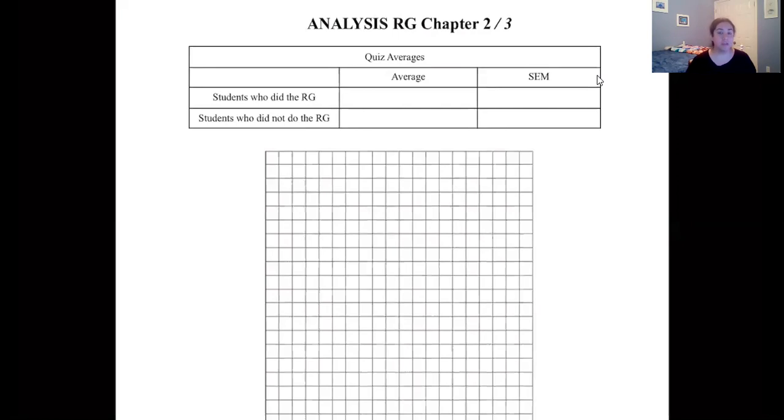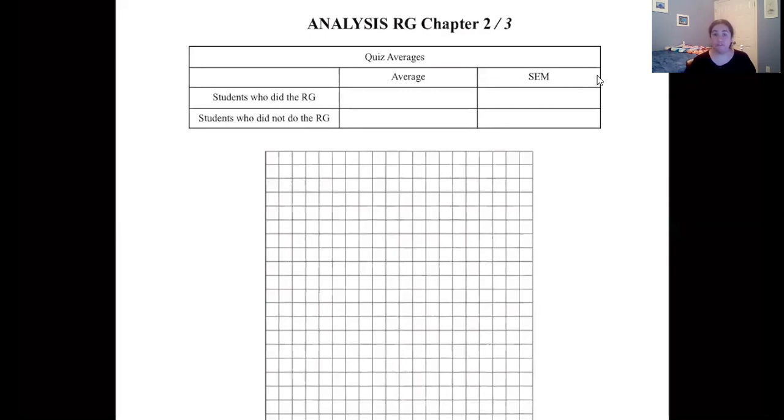For the past 6 years, we've been keeping track of this information, and we're going to share that with you now and use SEM bars to help us see if there is an actual statistical difference between students who do complete and turn in the reading guide versus those who don't. To do that, we're going to need some data, and the data is going to be the average of these quizzes based on the reading.